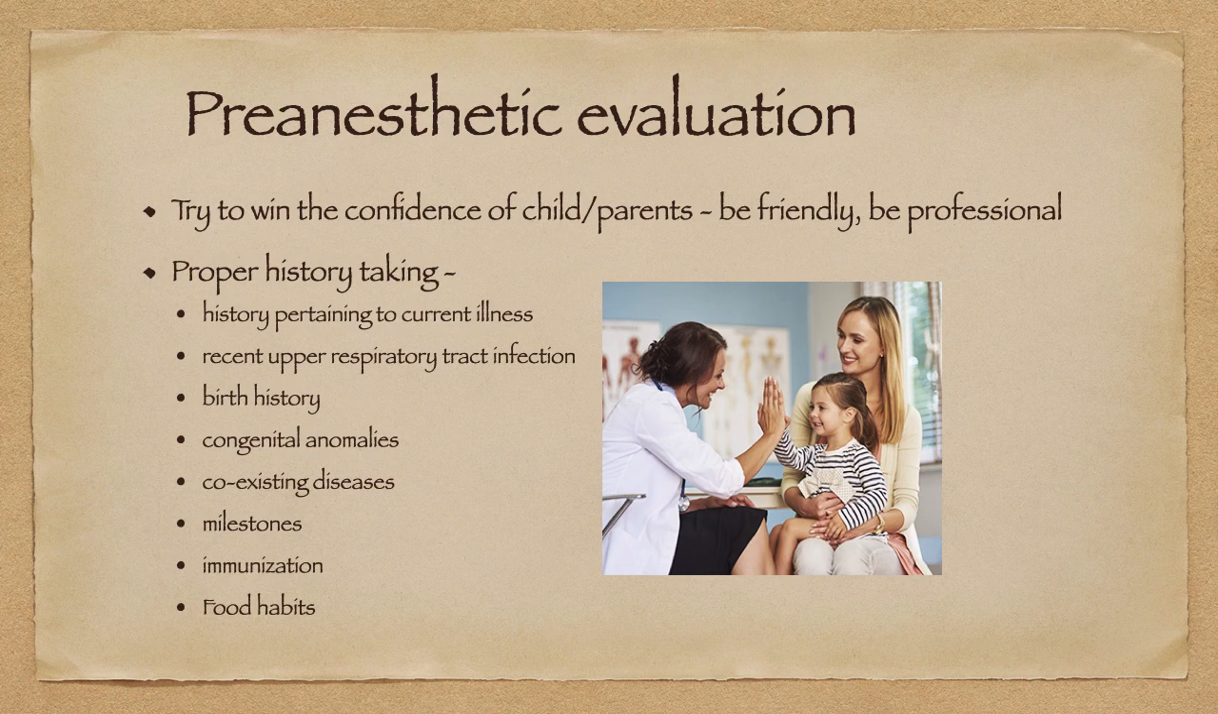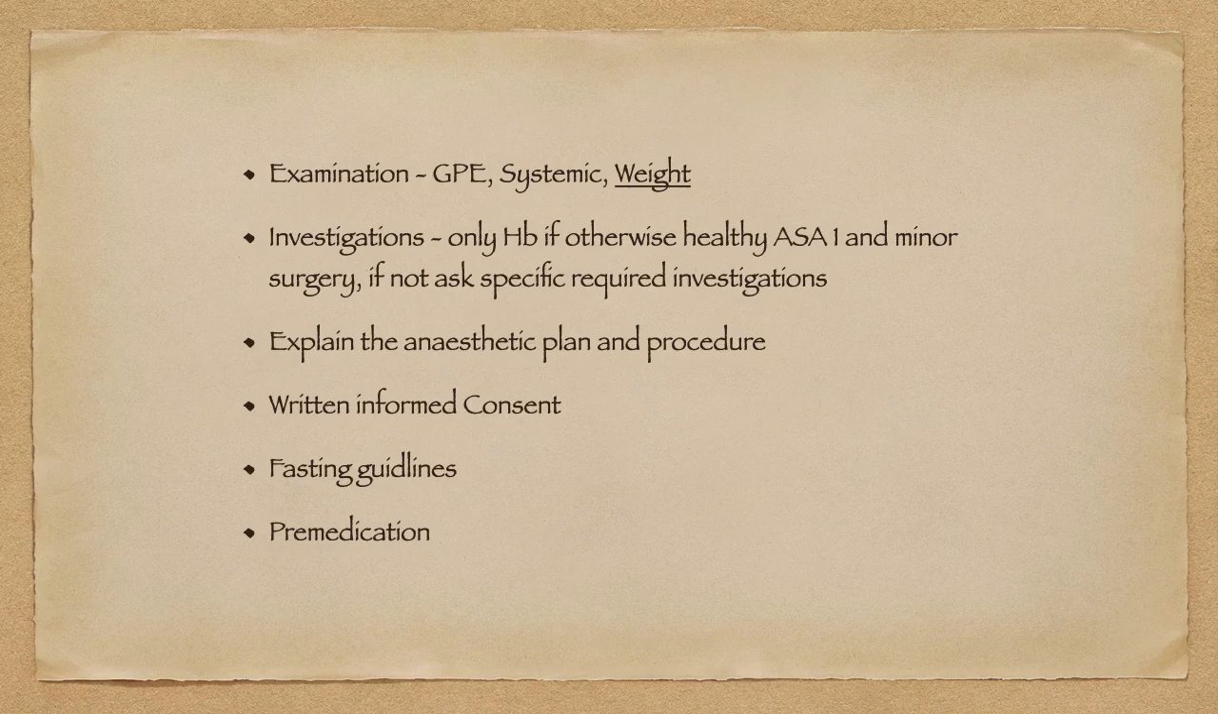Okay, then you have to ask the birth history. You have to ask if any congenital anomalies or coexisting diseases are there. And milestone and immunization history, food habits, everything you have to ask. In examination, you have to do a general physical examination, a systemic examination, and check the weight of the child. That is very important, the weight of the child.